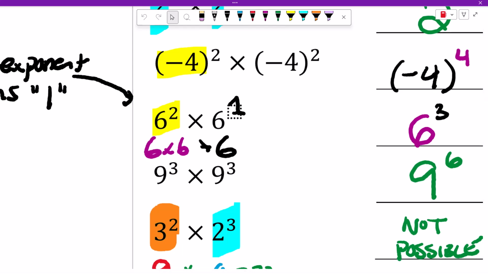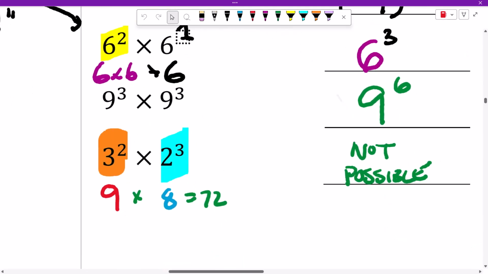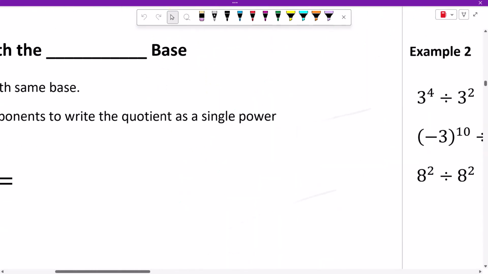Okay? So multiplying, you add the exponents. And if the bases are different, and that means we can't combine them, we just write down not possible. So now today we're going to look at the other situation. What do we do when we are dividing? So let's go over here.